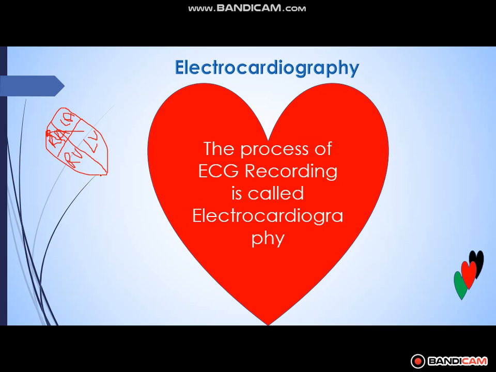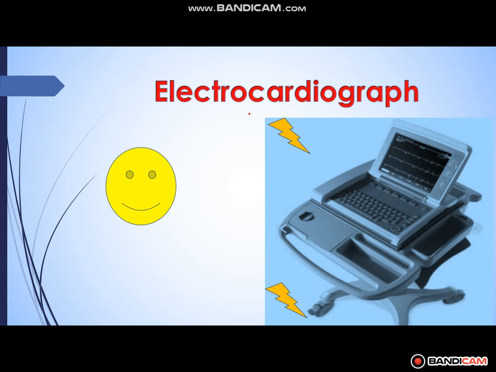Easily you can say, the process of recording of this electrical activity, or the process of taking ECG, is called electrocardiography. And then another thing, electrocardiograph. Electrocardiograph is the machine of ECG, the machine which records ECG from the patient. What is the difference between electrocardiography and electrocardiograph? If someone asks, you can easily say that electrocardiograph is the machine of ECG and electrocardiography is the process of taking the ECG of the patient.